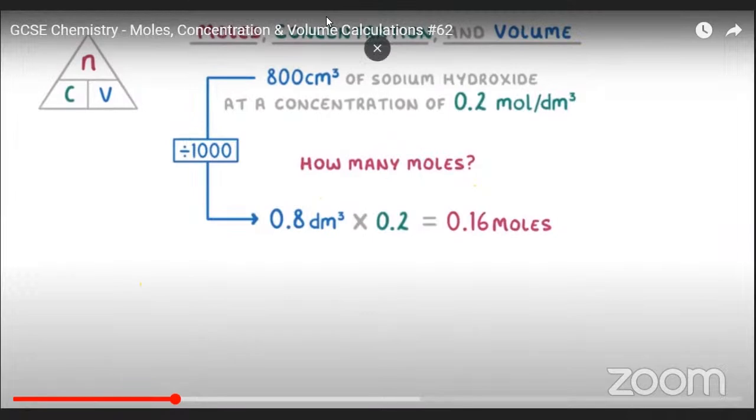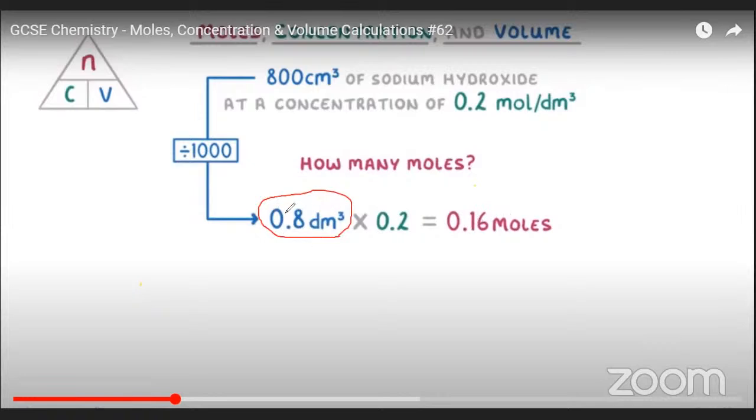Excuse me, sir. Yes, please. If the volume of sodium hydroxide was 800 decimeters, would we divide by 1,000? That's a very good question. If the volume was in decimeters, would we divide by 1,000? Absolutely not. When we have already converted the volume into decimeters, there's no need of dividing it. This is why here we have just multiplied directly to get our moles.